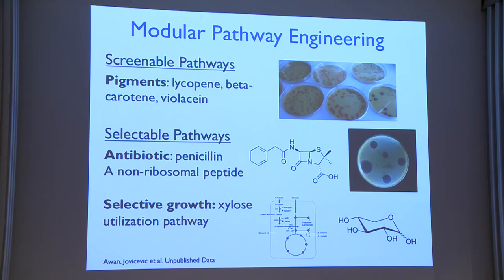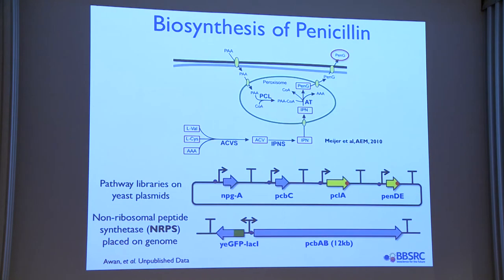So Jeff's group have been helpful in sending us over some pigment pathways. We've also been working on selectable pathways, such as the production of the antibiotic penicillin, and selectable growth pathways. A commonly used one in yeast research is introducing the genes that allow yeast to grow on xylose, a lignocellulosic sugar that it doesn't normally grow on. Penicillin is probably the one of most interest, and it's one that we've really enjoyed working on, and we're just wrapping up the work now as a paper.